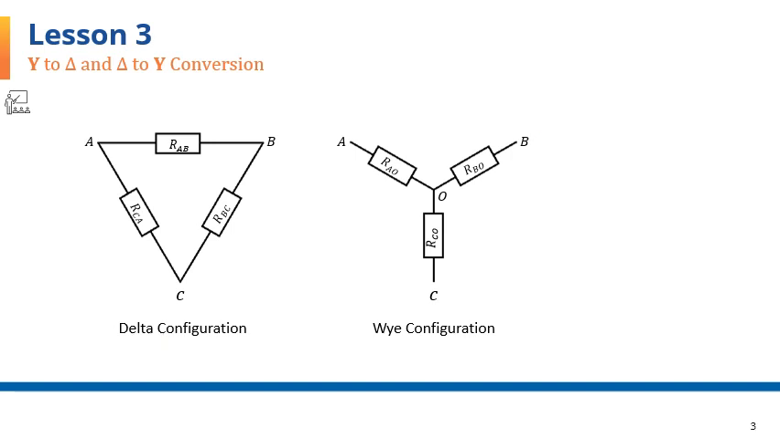Once that calculation is done, either one can be replaced with the other without affecting the external circuit to which they are connected. We will look at a circuit on the next slide that clearly shows the need for this type of conversion in calculation of equivalent resistance in at least certain types of circuits.